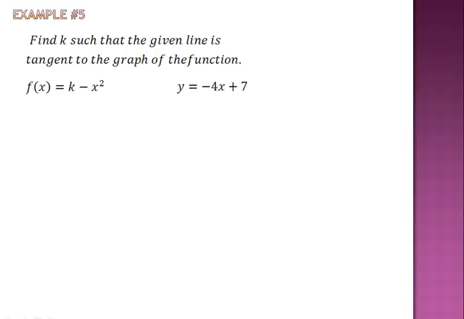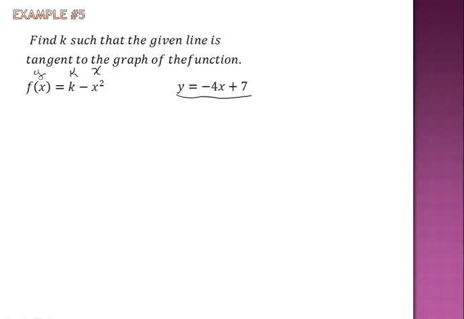Now for the final example, we want to find k, the constant in our function, so that the given line will be tangent to the graph of the function. So if I'm looking for k, I need to look at all the variables that I'm missing. Notice that f of x is y, and I have k, and I have x. I actually have 3 missing variables. I don't know any of them. So I've got to start looking for some relationships.